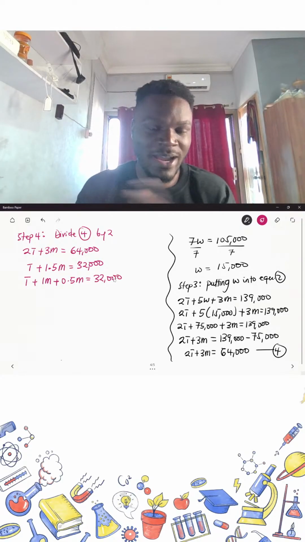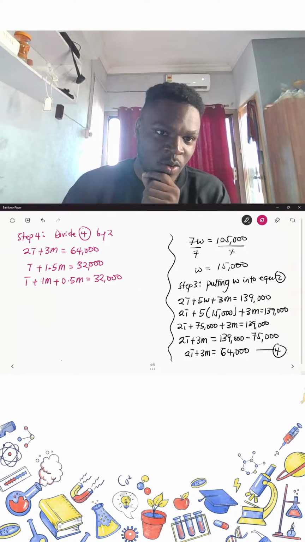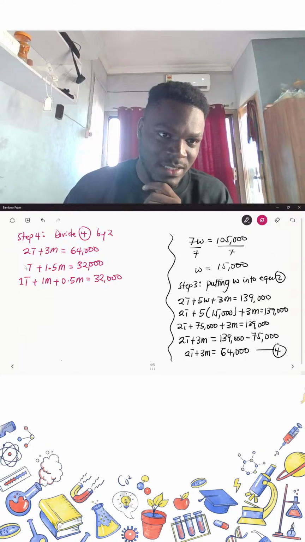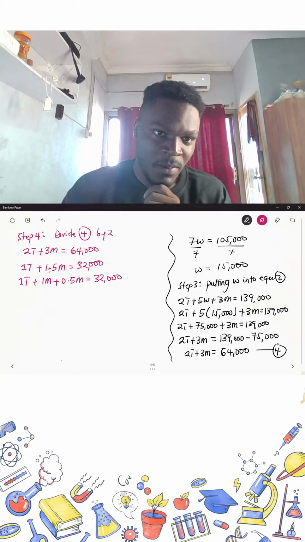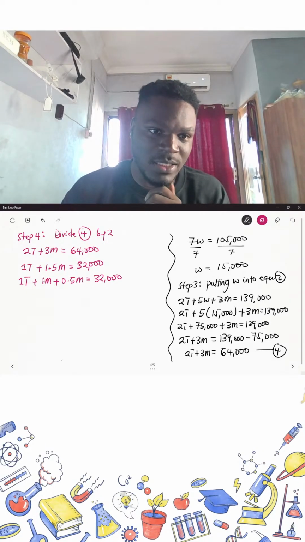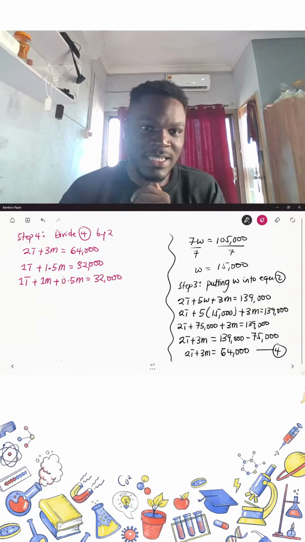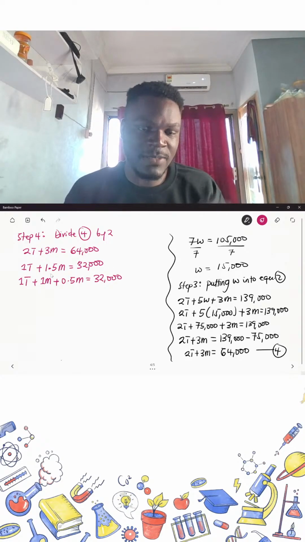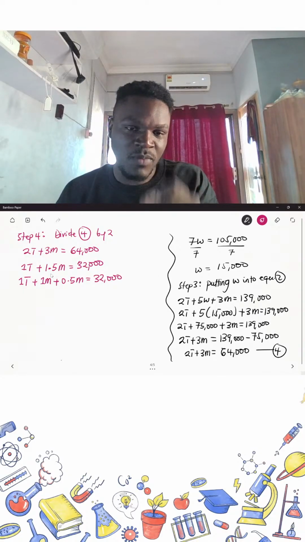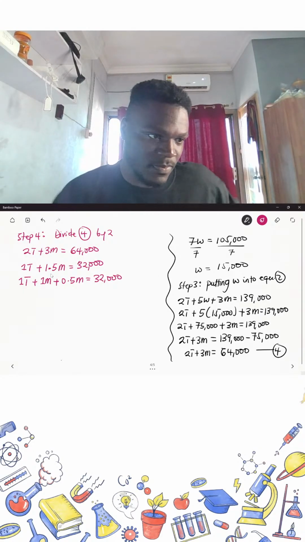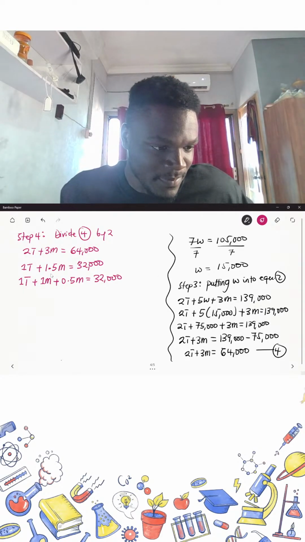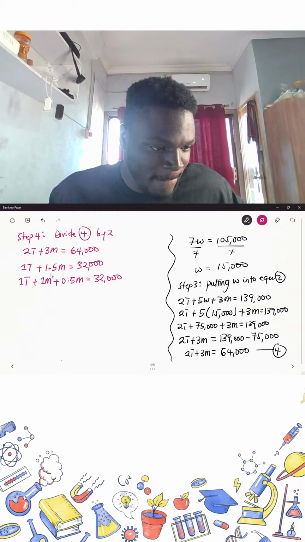Okay, do you agree with me? Over here, remember I have 1t, so let me put the 1 here. 1t plus 1.5m is equal to 32,000. And I'm saying that this expression, I can rewrite it as 1t plus 1m plus 0.5m is equal to 32,000. Please, do you agree with me?